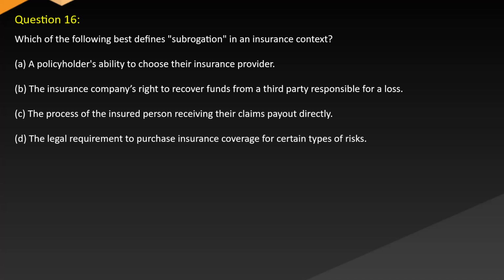Question 16. Which of the following best defines subrogation in an insurance context? A. A policyholder's ability to choose their insurance provider. B. The insurance company's right to recover funds from a third party responsible for a loss. C. The process of the insured person receiving their claims payout directly. D. The legal requirement to purchase insurance coverage for certain types of risks.